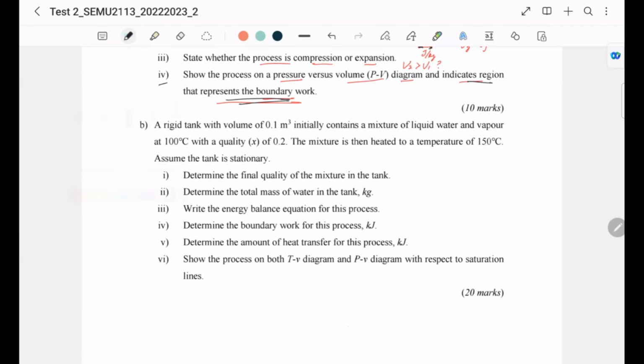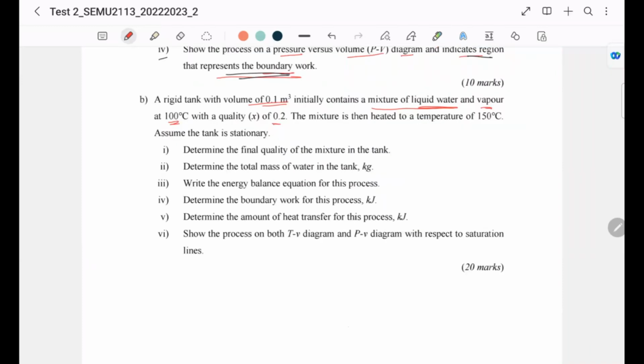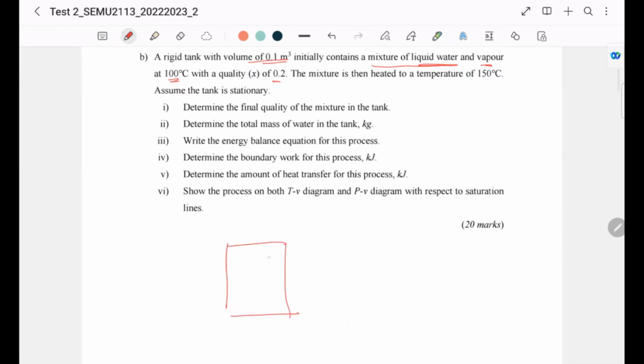Part B. A rigid tank with a volume this much initially contained a mixture of liquid water and vapor at 100 degrees Celsius with quality of 0.2, which means the overall volume is 0.1 meter cube, but 20% of it is liquid. Sorry, no, 20% is vapor.